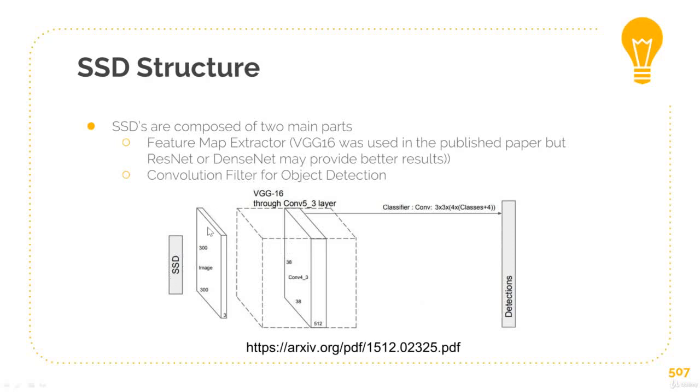So basically this is the input image here. This is our feature extractor convolutional network here, which was VGG16. And then we have the convolutional filter that we use for object detectors here, okay?